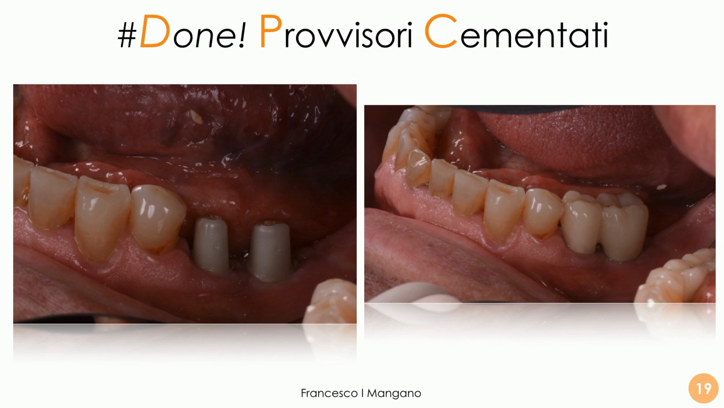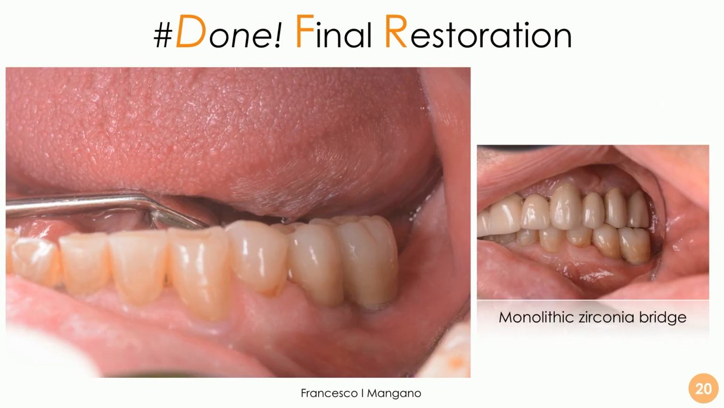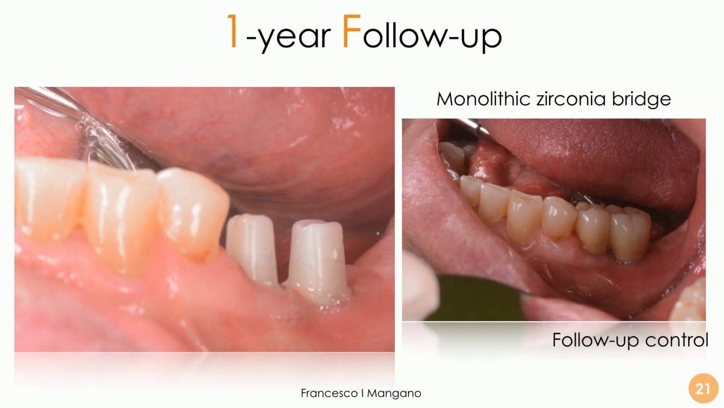The prosthesis will be a cemented prosthesis. In this case we start with a PMMA milled prosthesis, or it can be a 3D printed one. We can use several different materials for this procedure. But after a couple of months, usually of prosthetic load and adaptation to the load, we shift to the final restoration, in this case a monolithic zirconia bridge, a translucent monolithic zirconia bridge that, as we can see from the 1-year follow-up control, is still there.